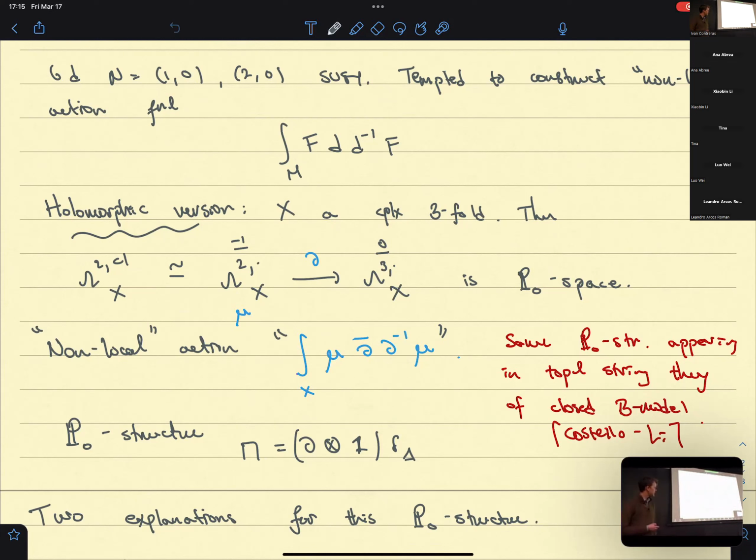I should say this is the same P0 structure that appears in approaches to topological string field theory of the closed B model via work of Costello and Li, mathematically formulating this BCOV action functional. This is another natural place where this action functional arises. So that's a very interesting interacting theory. Here I'm just studying, if you like, a free theory, just a quadratic term in the action. But nevertheless, it shares a lot of these features with the closed B model.